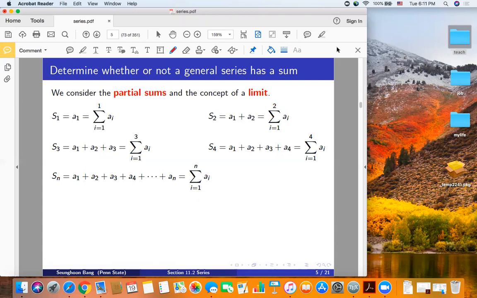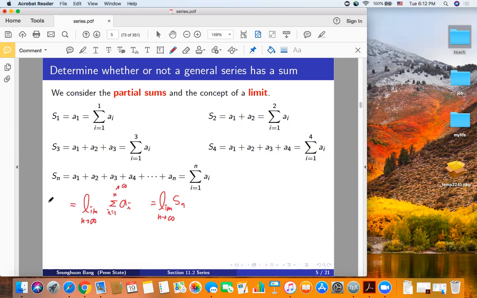So what's the next step? You can take the limit. So what happens? Take the limit. We have the summation i equal to 1 to n of a_i, which is exactly the same as S_n. Take the limit as n approaches infinity. This n is going to positive infinity.